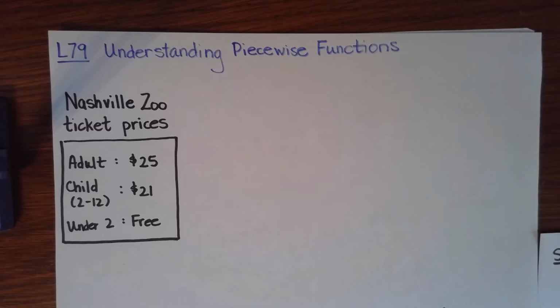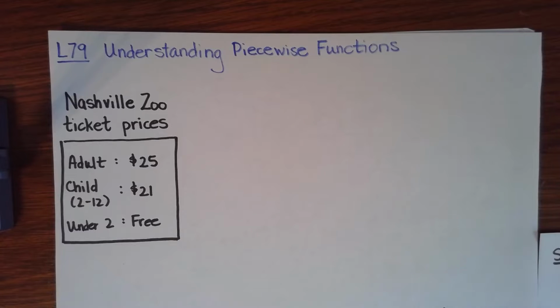Lesson 79 is about something called piecewise functions. So imagine you were to go to the Nashville Zoo and look at their ticket prices. I think this is weekend prices. They might tell you something like, well, adult tickets are $25. Children, which are the ages of 2 to 12, cost $21, but if you're under 2, you're free.